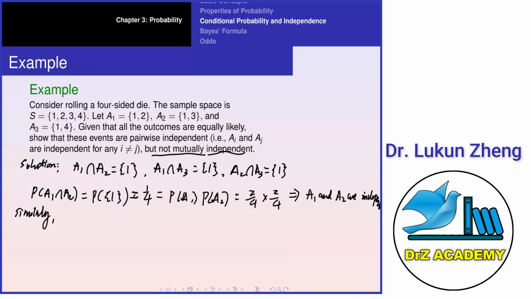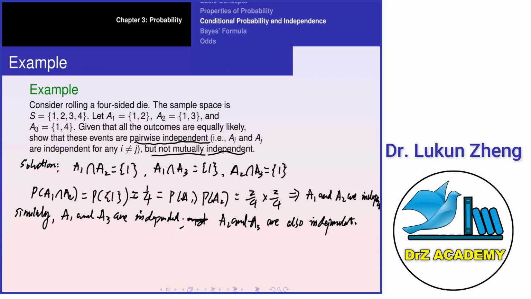Similarly, we can prove that A1 and A3 are independent, and A2 and A3 are also independent. So that's what it means: they are pairwise independent. For any pair of events, they are independent, but not mutually independent.